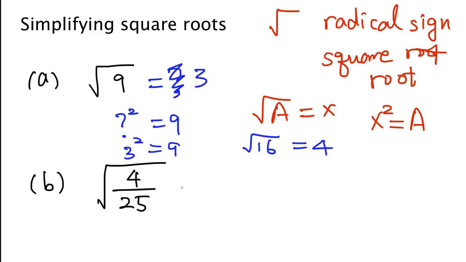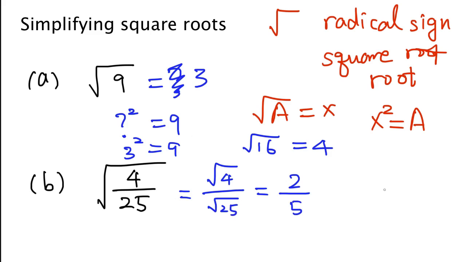So in the second example, we have a fraction. What is square root of 4 over 25? We can just take a square root of 4 and take a square root of 25. Square root of 4 is 2 because 2 squared is 4. And square root of 25 is 5 because 5 squared equals 25.